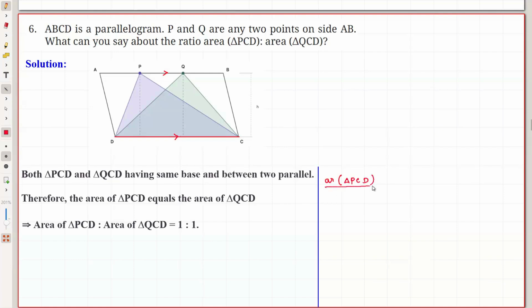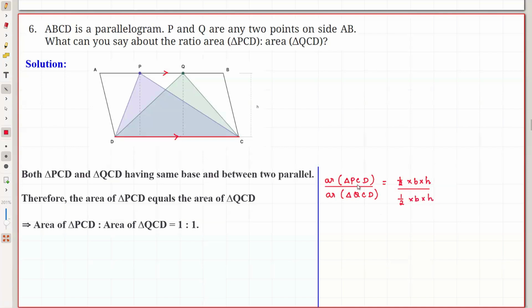divided by area of the triangle QCD. The formula is half of base into height. Both the triangles have the same height. Now, divided by, here also I can take half of base into height.